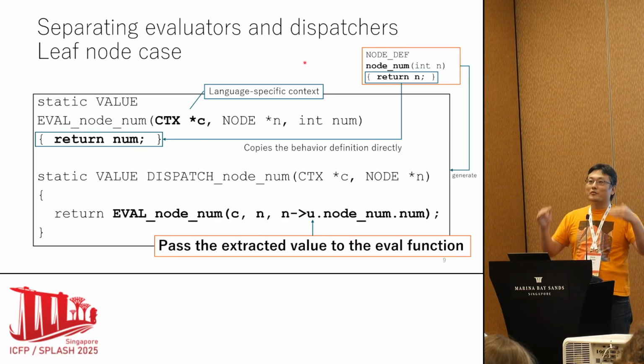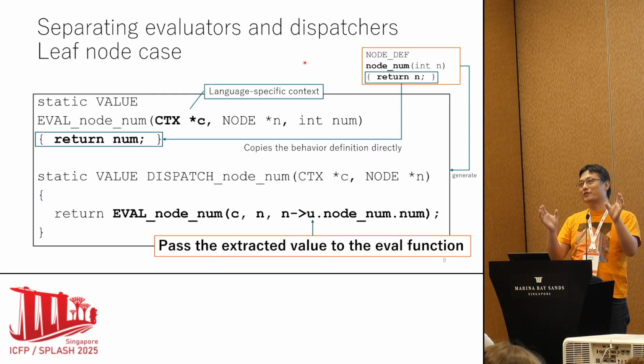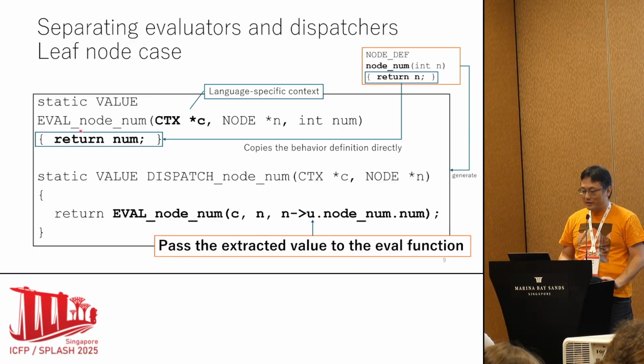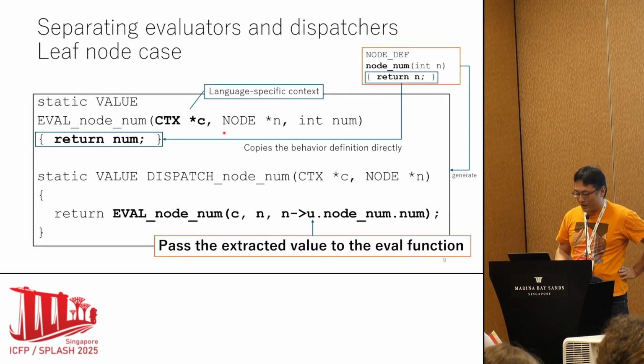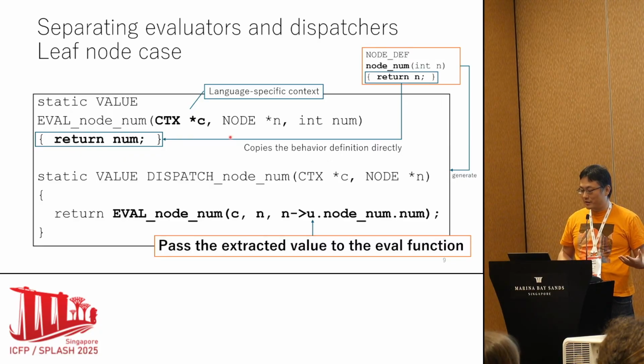So for our framework, we split the evaluation function into the dispatcher and the evaluator. So the evaluator, eval, receives the context, which is language specific, the node itself, the extracted field, and the body of the behavior. So it only copies the behavior, so there is no difficulty.